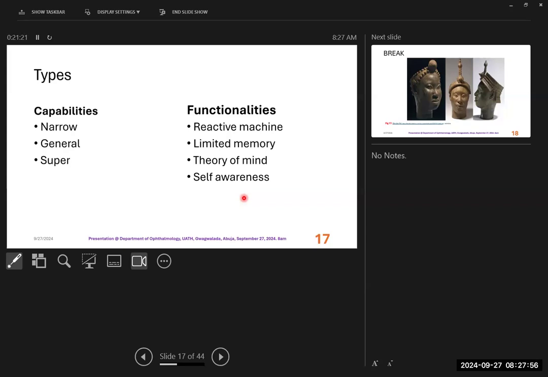You can say in terms of limited memory, theory of mind, that one has to do with psychology, emotions, something like that. Self-aware. By the time AI becomes self-aware, it means that when you have robots, that robot can decide whether it's going to kill you or not.